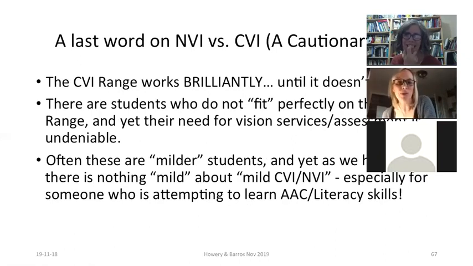I just wanted to say one more thing between the NVI, CVI debate. The CVI range, as I said, works brilliantly until it doesn't. And that's been my experience with it, there are some kids who just don't fit on that range. And I just, in my heart of hearts, know that they still deserve and warrant vision services because they're not using their vision typically. And lots of these kids have AAC needs. So it's like, well, do I stay in the game? Yes, I stay in the game and I use what I know.